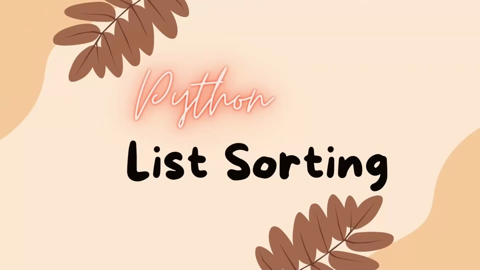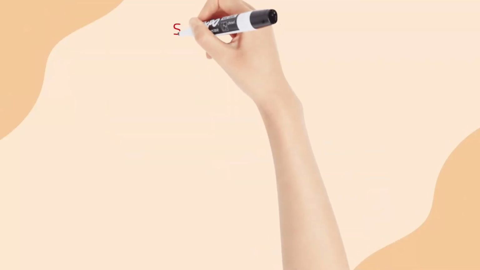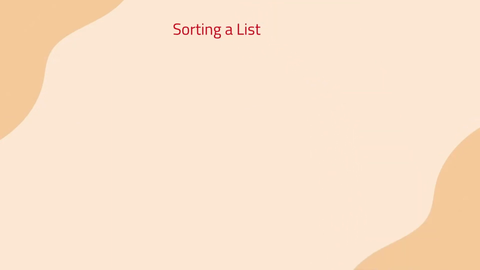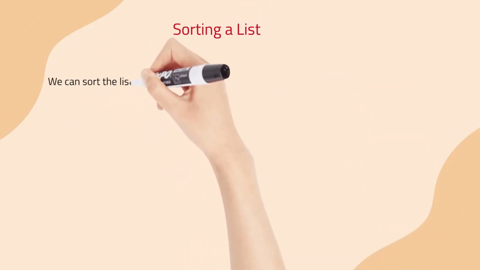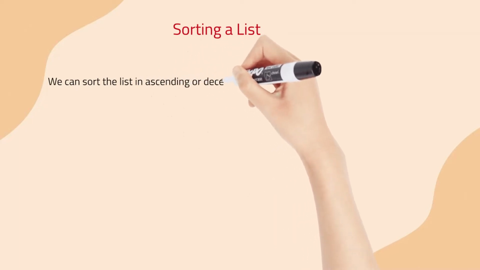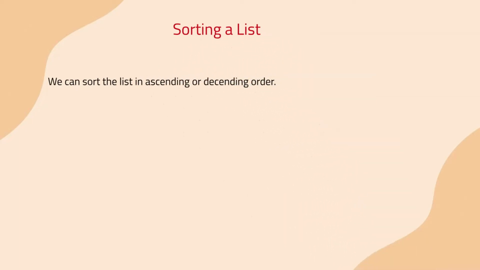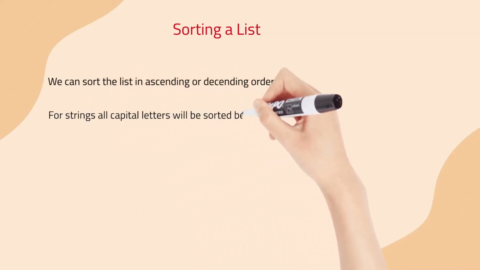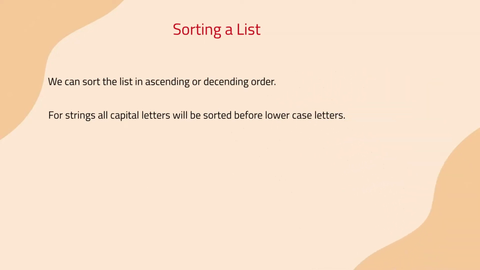In this video, we will discuss how to sort the list. Sorting of the list can be done in both ascending and descending order. While sorting strings, all capital letters will be sorted before lowercase letters, and the capital letter index is lower than the small caps letter index.